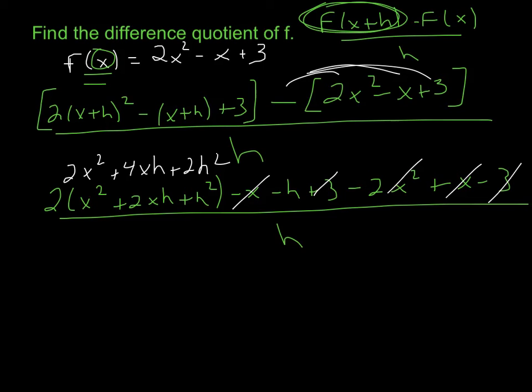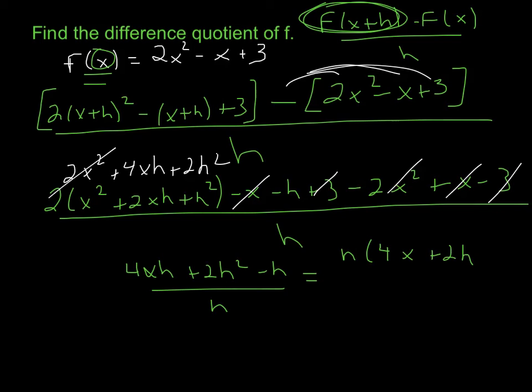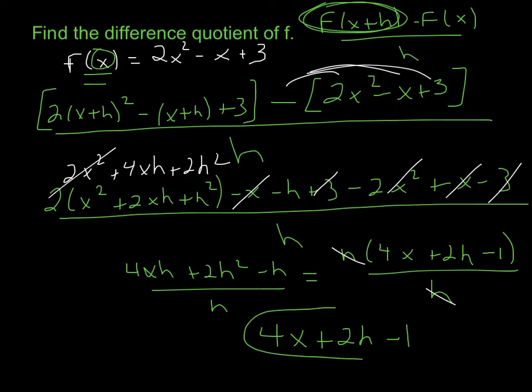Okay? So what else is going to happen? Well, here's the minus 2x squared and the plus 2x squared. Those are going to go. So what are we left with? We're left with 4xh plus 2h squared minus h all divided by h. Okay? So what do all those things in the numerator have in common? Well, they all have an h. So if I factor out the h, I'll have 4x plus 2h minus 1 divided by h. And now once again we can divide out, simplify those h's, and we're down to 4x plus 2h minus 1. Okay? That is our difference quotient.